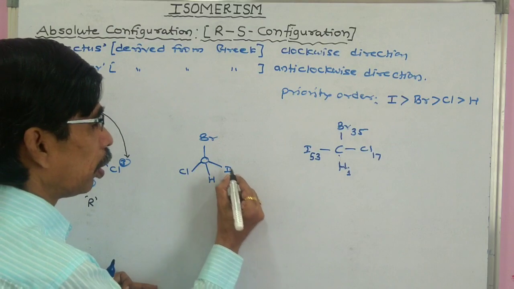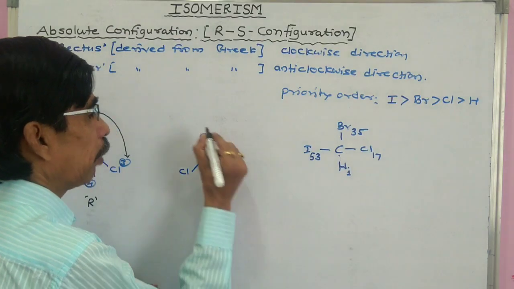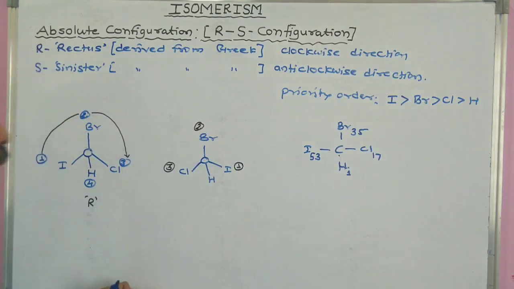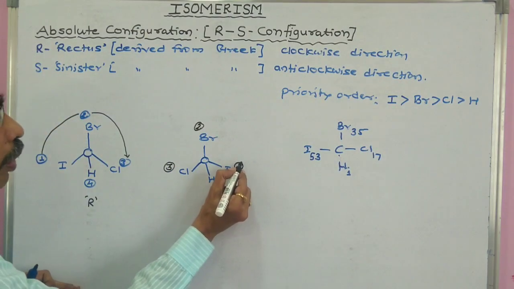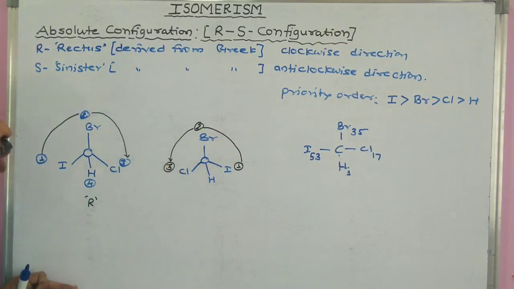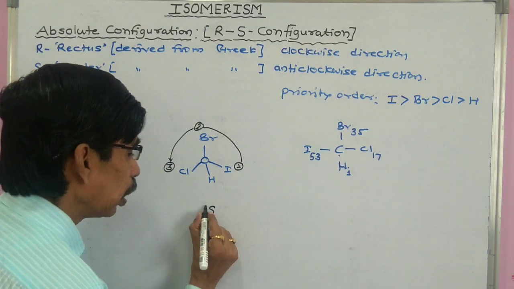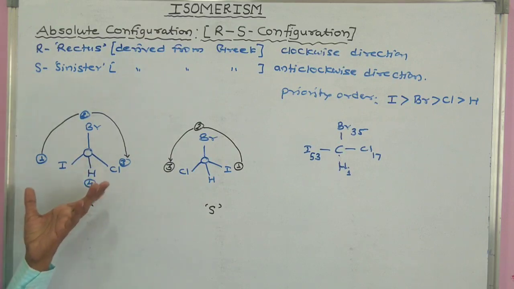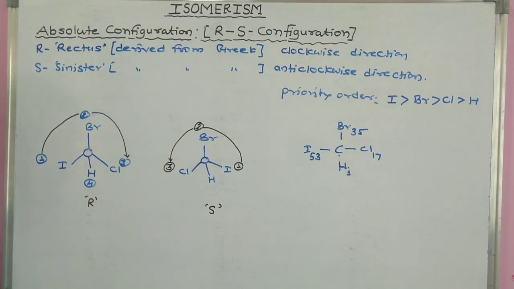Now in this example, this is priority number 1, number 2 and this is number 3. Our eye travels from priority 1 to 2 and 2 to 3 in an anti-clockwise direction, and therefore this configuration is S. So whenever we determine the R and S configuration, the molecule is first arranged in this manner, and then the R and S configuration is determined.